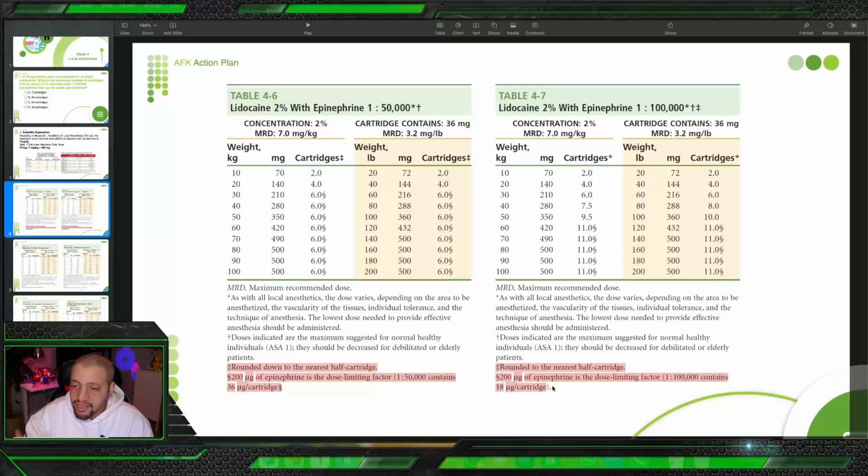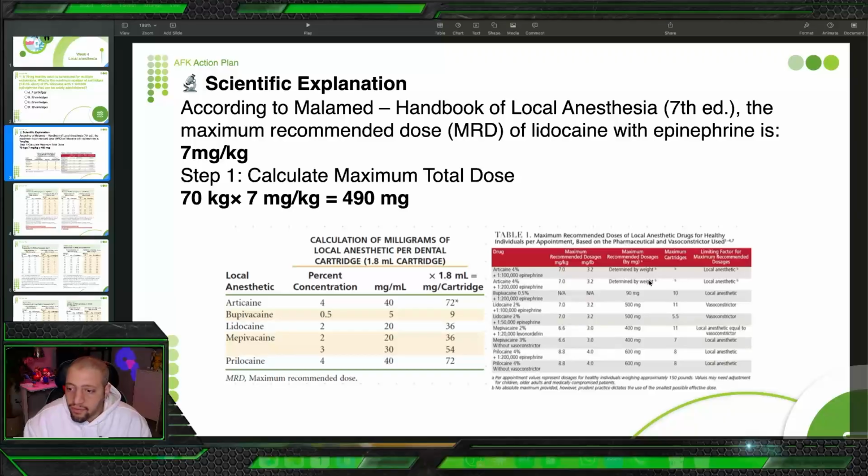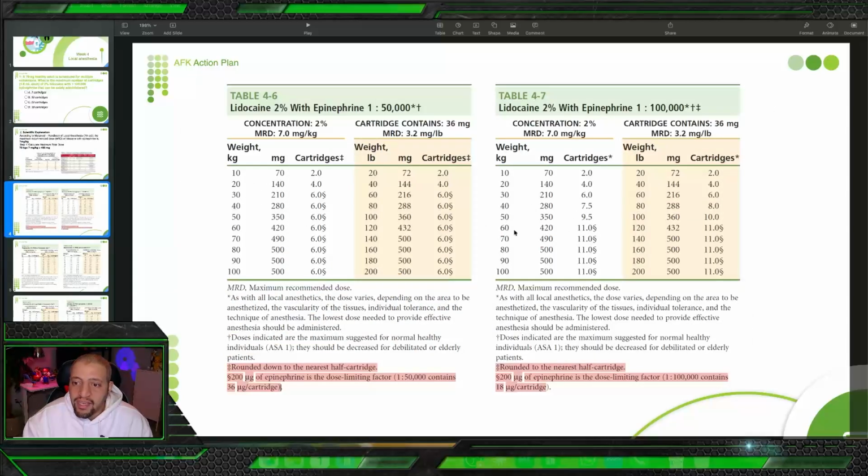So again, I know it's slightly confusing, but try to just go through it easily. We have 2 calculations, one for the LA itself, where we have the maximum recommended dose, as you can see from here. This is 500, and we have per kilogram, which is 7. When you make the calculation, 490 divided by 36, the amount in each carpule, the number will be around 13. But as you can see here, he goes to have the ceiling at 11. Why? Because of the amount of epinephrine, 200 microgram, which is 18 per carpule. So 18 multiplied by 11 is so close to 200. This is why we do not exceed these 200.